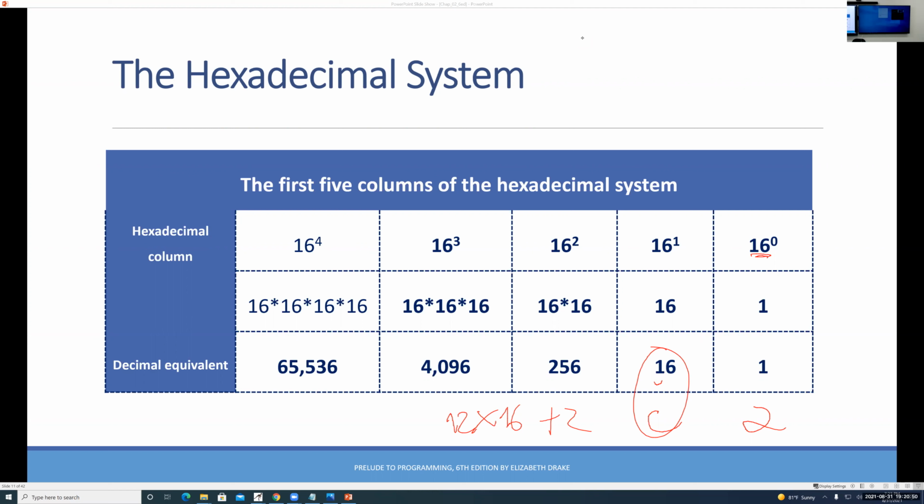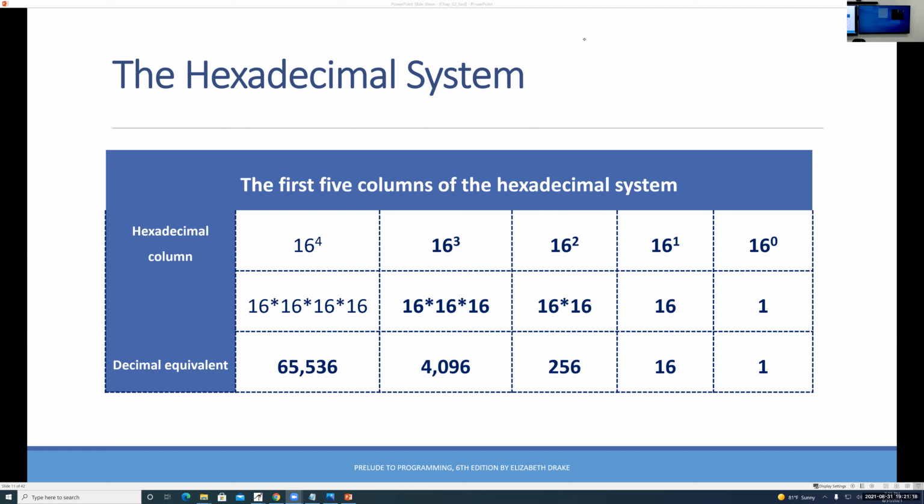So you have the 16, you have the 32, you have 192, you have 194 for this one. Right? So C2, when you convert it to decimal, you have 192, sorry, 194 for this one. It makes sense? Yep, makes sense. Okay.